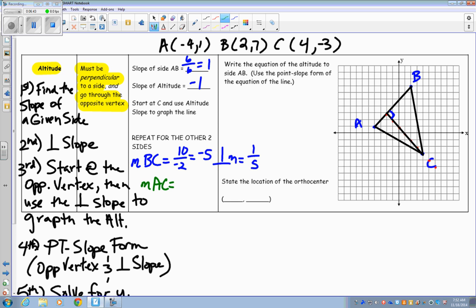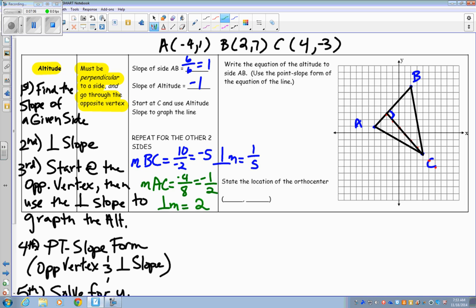It's hard, I can tell looking at it, it's a negative slope. So it looks like it's down 4 to the right 8. So negative 4 over 8, which is a negative 1/2. And then I'm going to do the perpendicular slope, which is 2. So now we have the slopes for the altitudes for those sides.